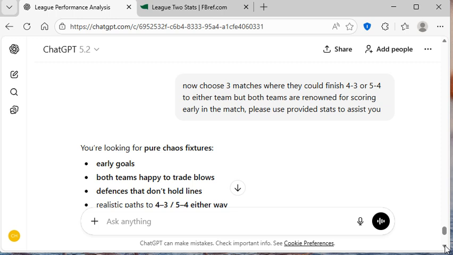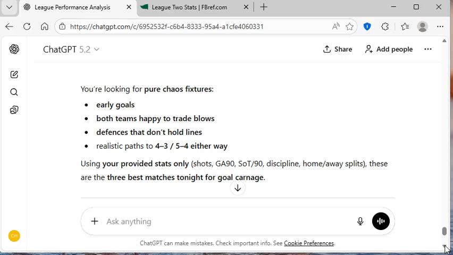Now choose 3 matches where they could finish 4-3 or 5-4 to either team, but both teams are renowned, I'm not sure if I spelled that right, I'm sure it's got a K in it for some reason, for scoring early in the match. Please use provided stats to assist you. So you're looking for pure chaos, so yeah, early goals, both teams happy to trade blows.